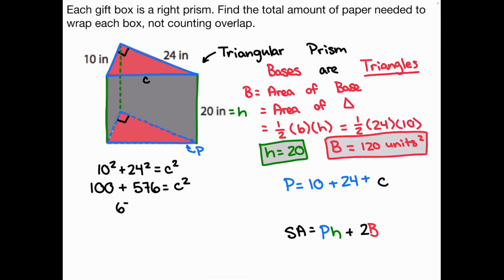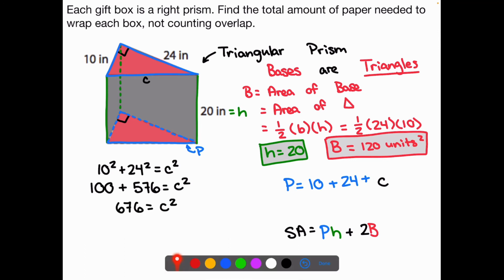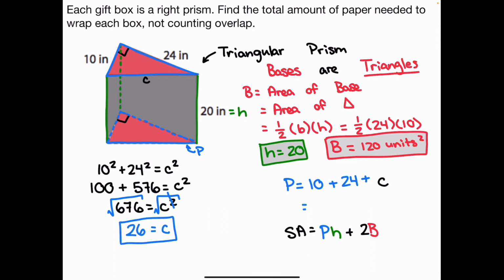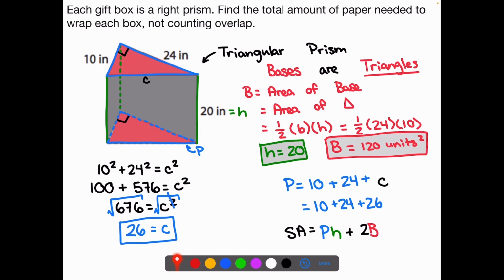10 squared plus 24 squared equals c squared. That'll give me 100 plus 576 equals c squared. Combining 576 and 100 will give me 676. If I were to take the square root of both sides, I'd be left with c is equal to 26. So again, this is a 10, 24, 26 triangle.